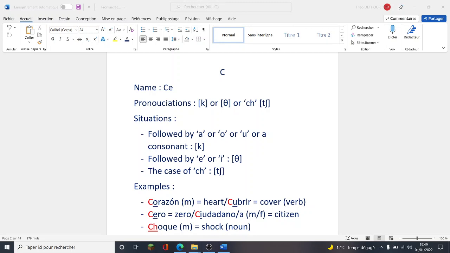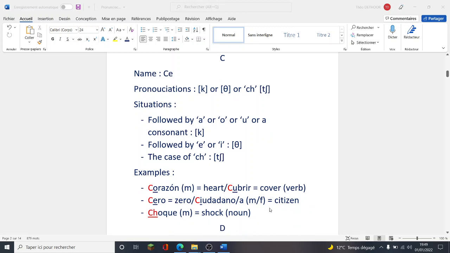When the letter C is followed by A, or O, or U, or a consonant, it has to be pronounced que. When it's followed by an E or an I, it has to be pronounced th, like the English TH. And in the case of C being followed by an H, we have to pronounce it ch. Let's have a look at some examples in order to understand better.